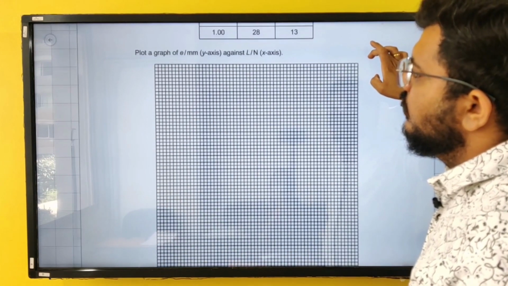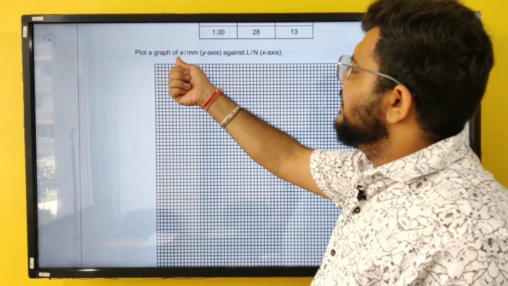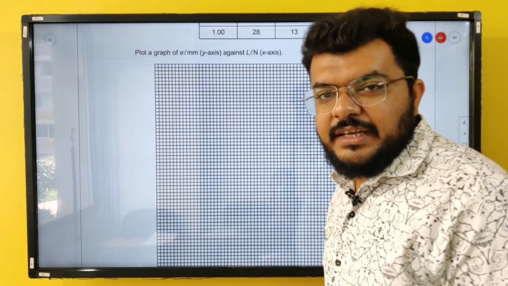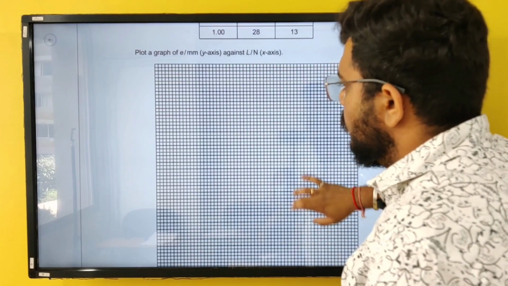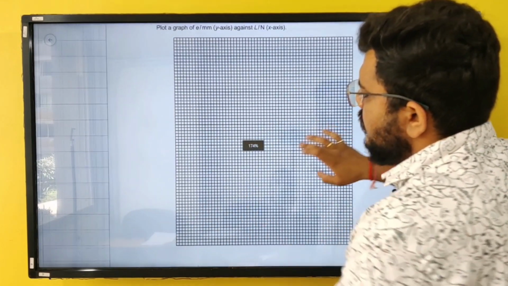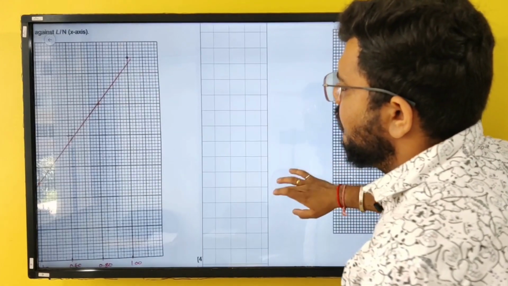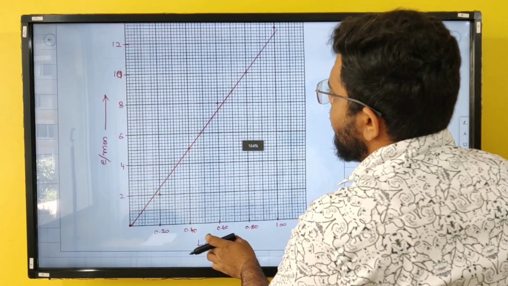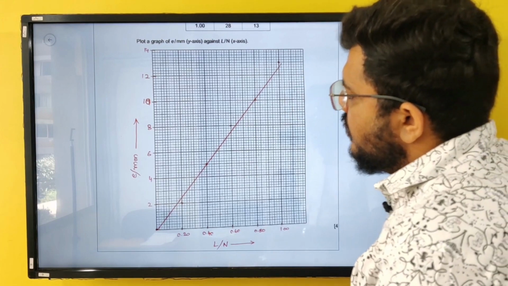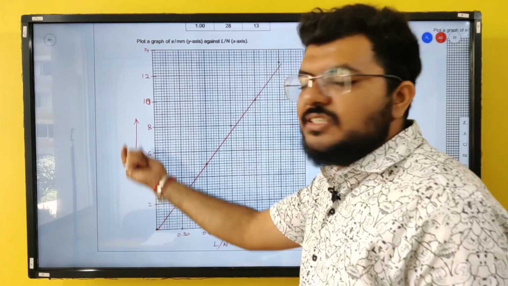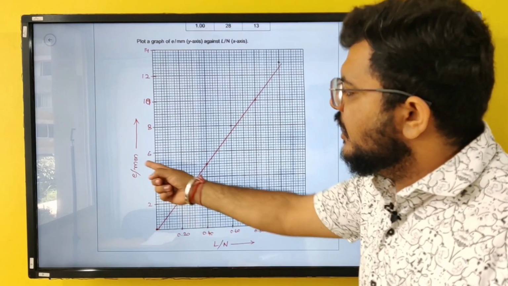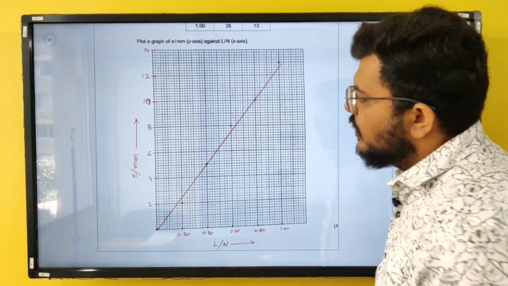What's next? Plot a graph of extension in mm on the y-axis against load in Newton on the x-axis. So what will be the first thing that you do? Let me get to the graph that I have drawn for you. I've already done this with pen and paper to save us some time. The first thing you would do is mark extension in mm on the y-axis and load in Newton on the x-axis. This should score you the first mark.